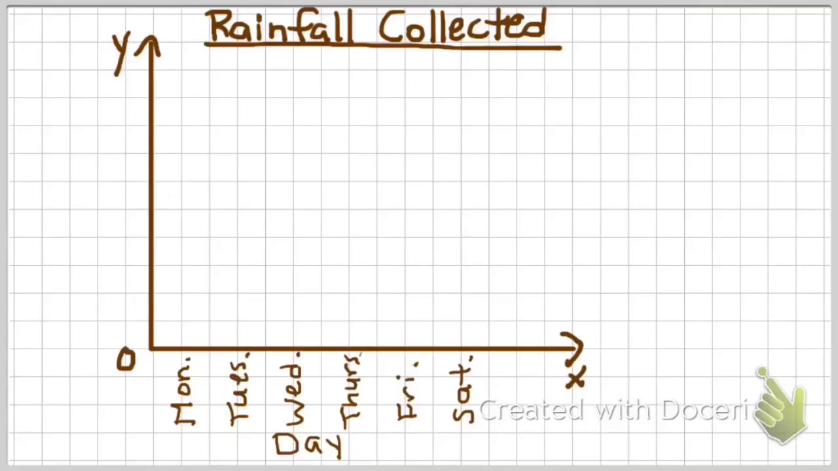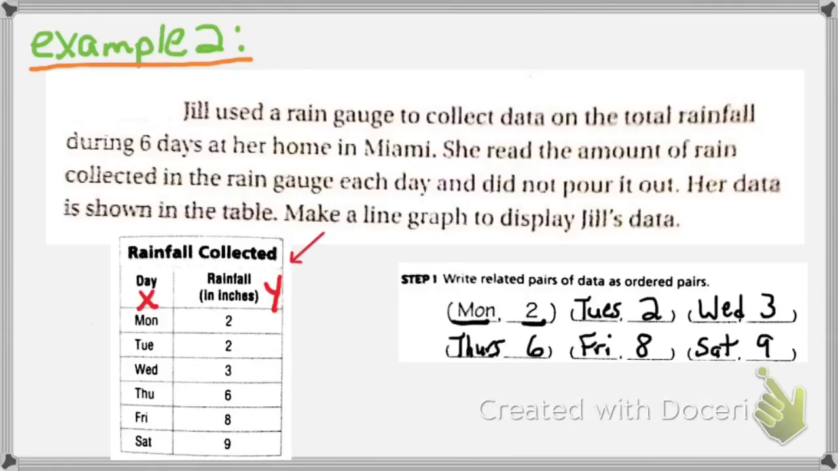Now I'm ready to go ahead and figure out my y-axis. Look back at my table. Here is my y-axis, and I see the numbers 2, 2, 3, 6, 8, 9. I need to find the smallest and the largest. Smallest is 2, largest is 9. So my scale has to fit in the numbers between 2 through 9. Okay, let's go see what our interval should be.